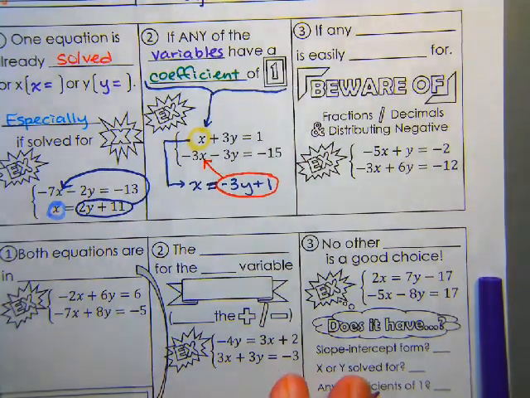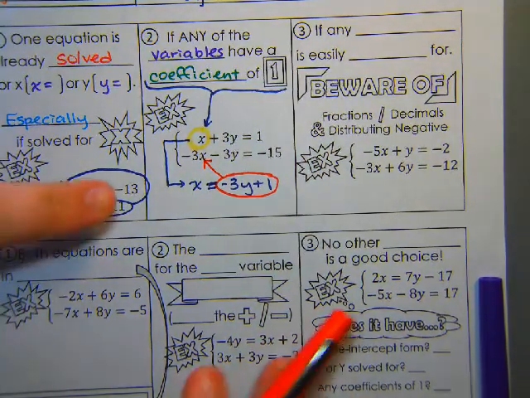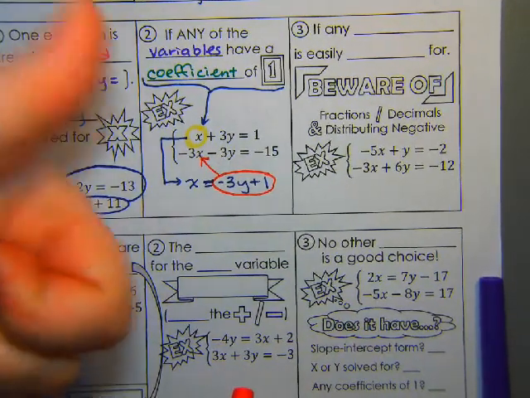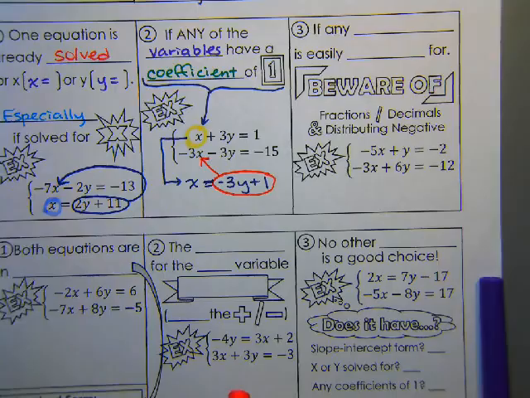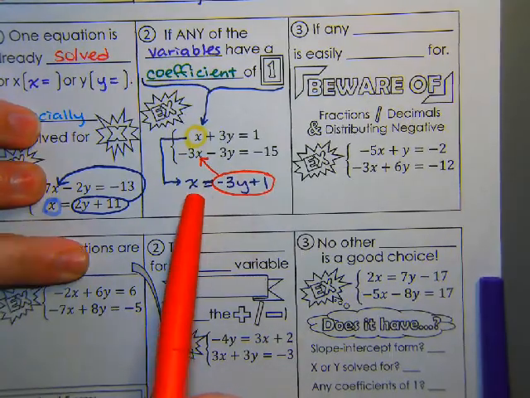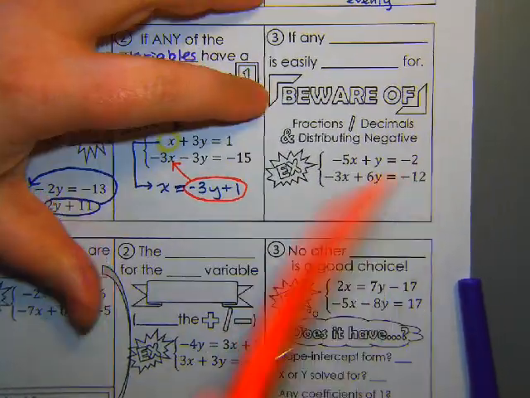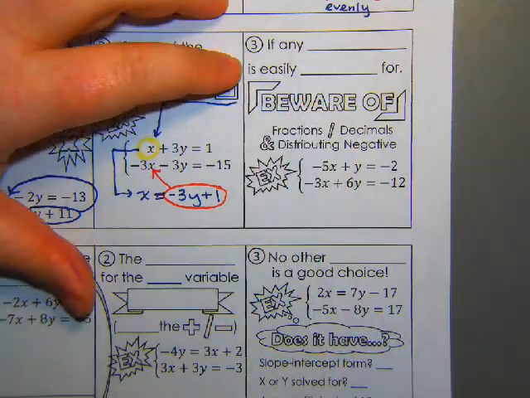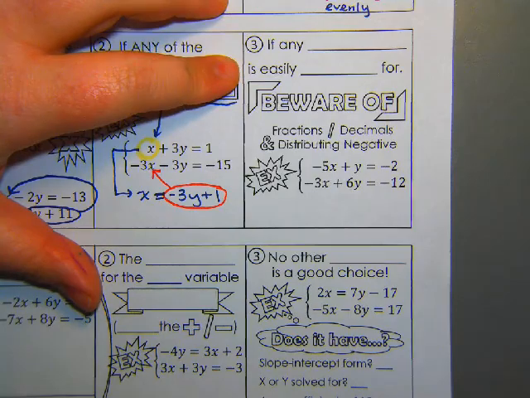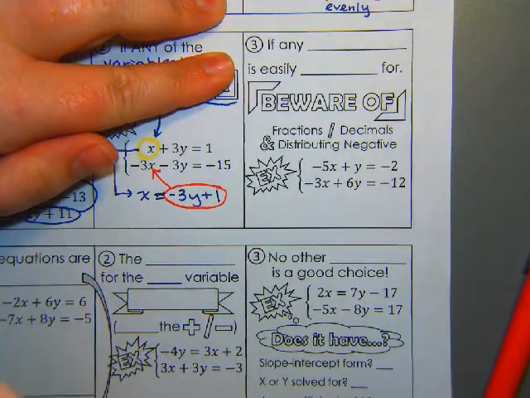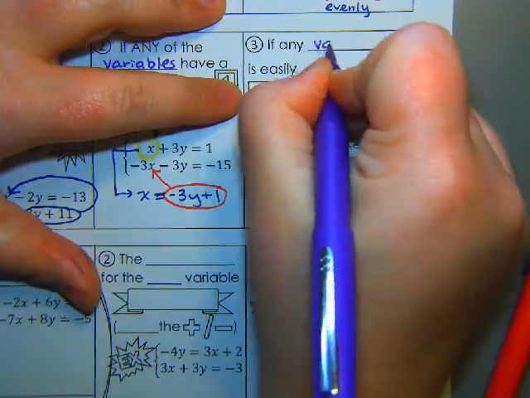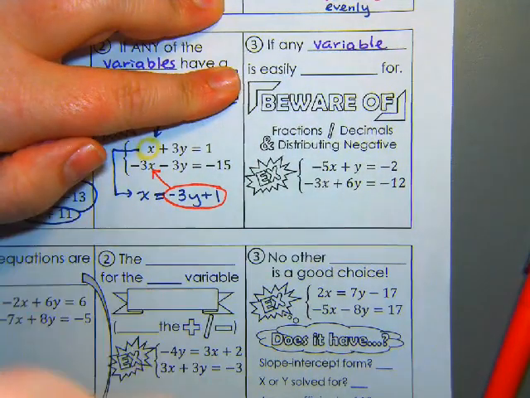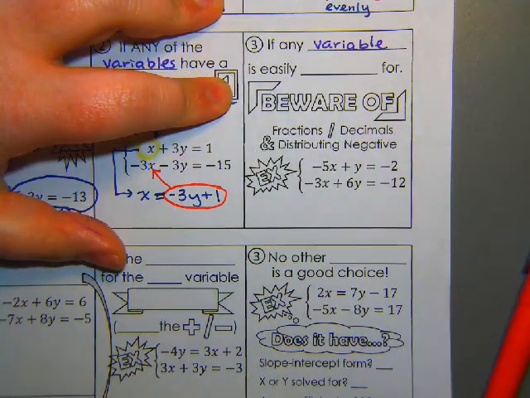Don't put it back into the first equation because you'll get 0 equals 0. You want to put it into the other equation. So again, if any of the coefficients are 1, that's good. You're set up to do substitution. And then again, lastly, just because these first two don't line up, you still can use substitution. And that would be if any variable is easily solved for.